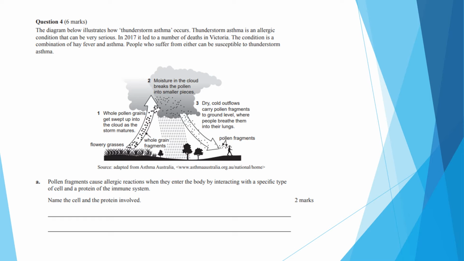Question 4 shows you a diagram regarding how thunderstorm asthma occurs. So pause this video to have a read and recommence when you're done.